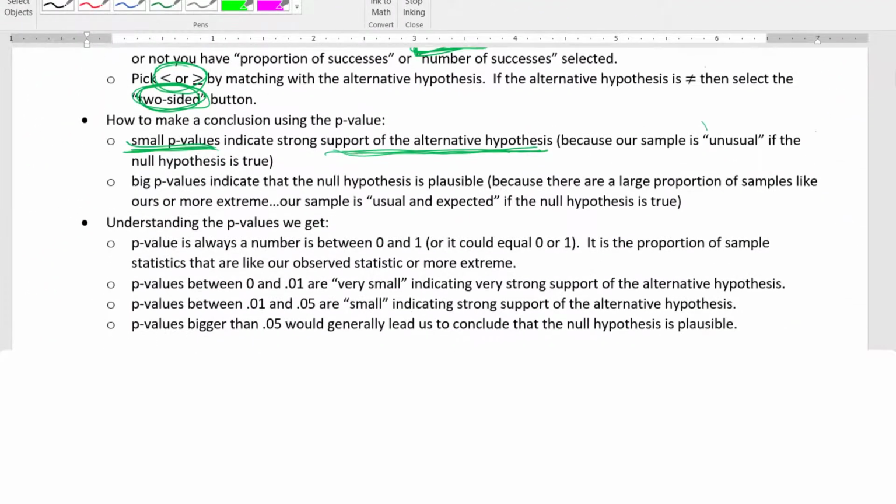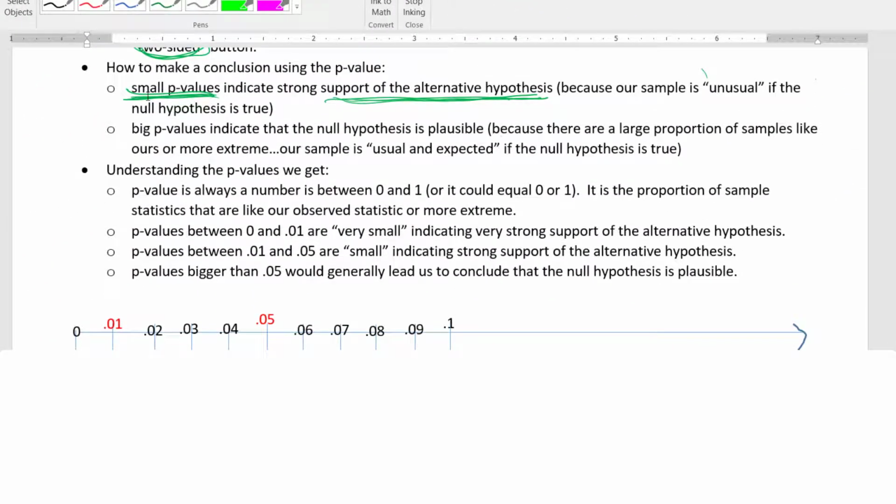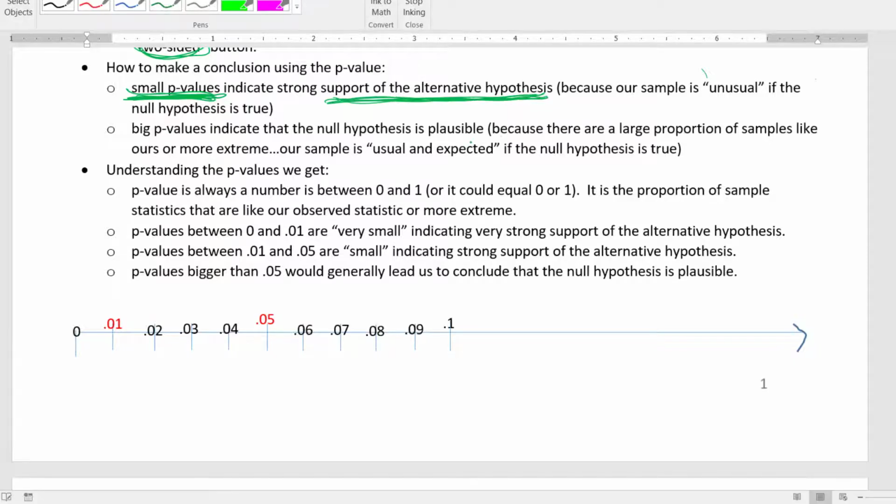That's a very, very important concept in the class. Smaller p-values is more evidence against the null. Smaller p-values is more support of the alternative hypothesis. Bigger p-values is the null hypothesis being plausible.